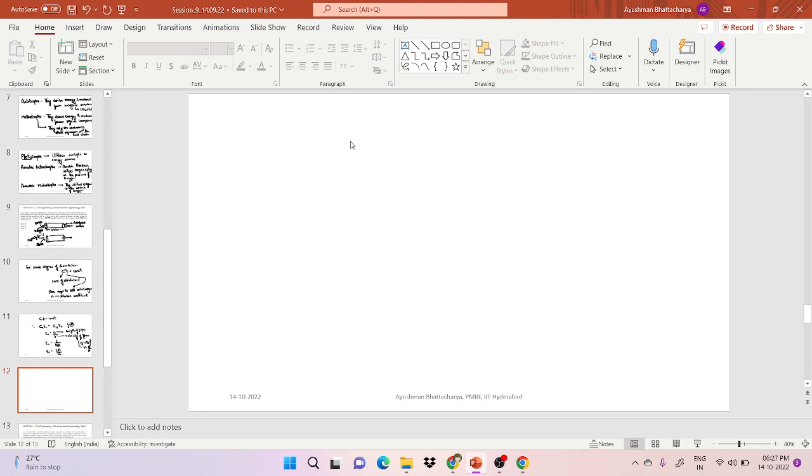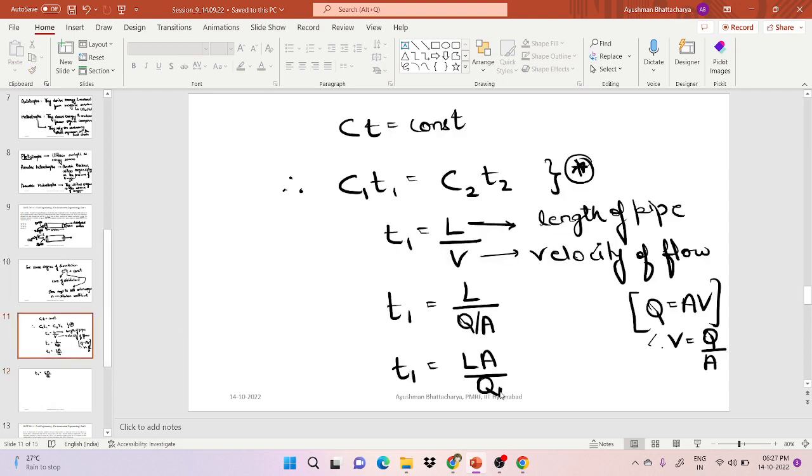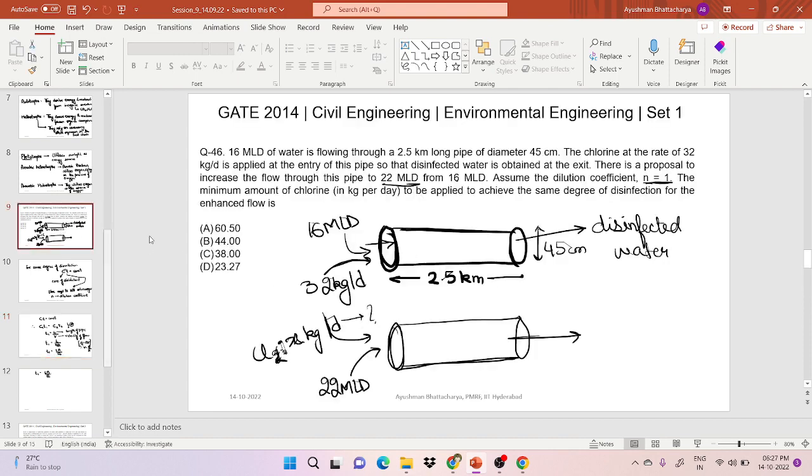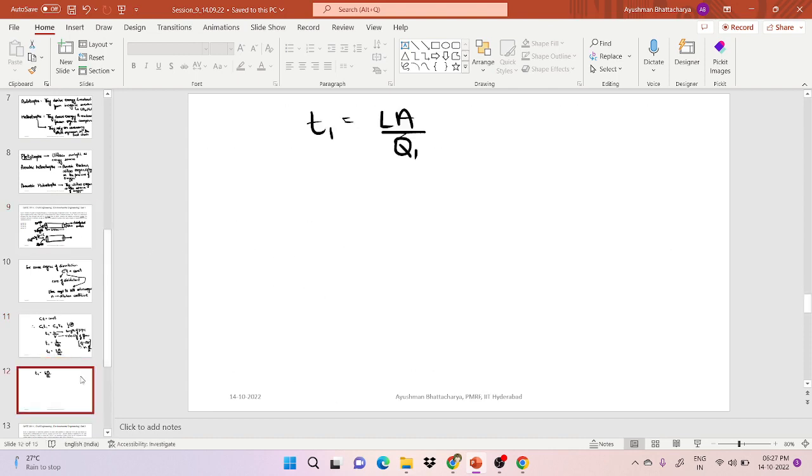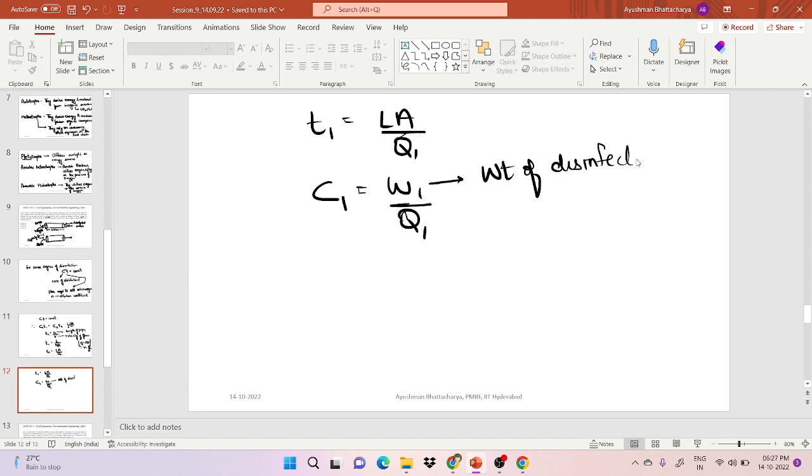So basically T1 we wrote as LA by Q1. Q1 it will be Q1 because flow rate is changing, like initially it was 16 MLD, later it was 22 MLD. Okay, and the concentration we can write is W by Q1. C1 is W by Q1. W is equal to weight of disinfectant per day, and Q1 is the discharge per day.